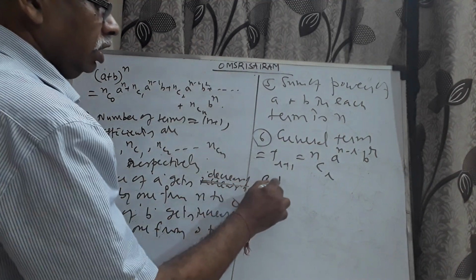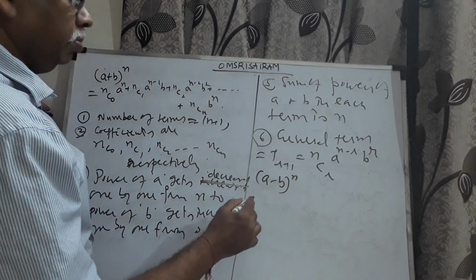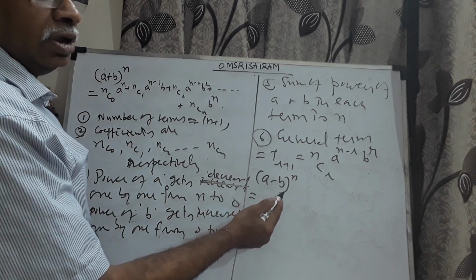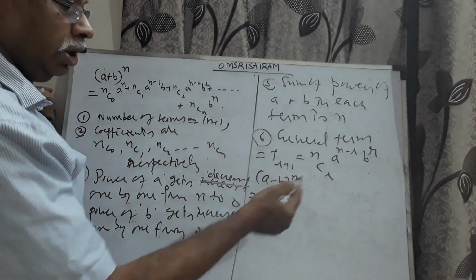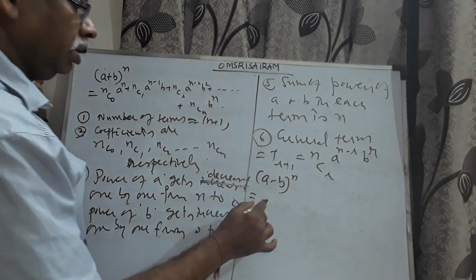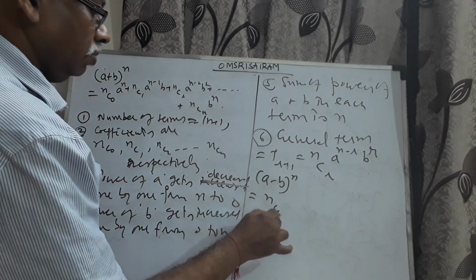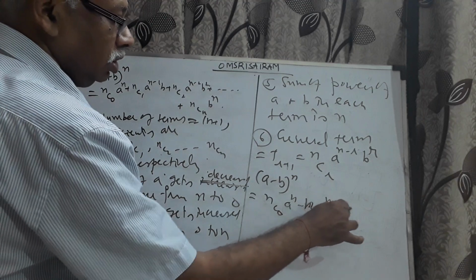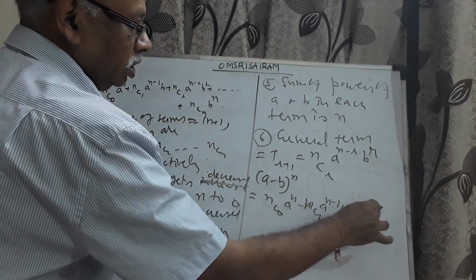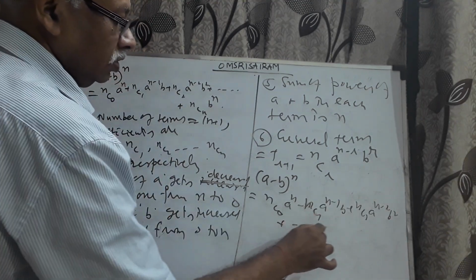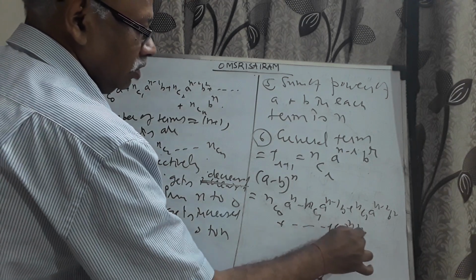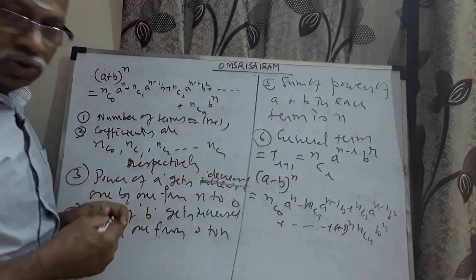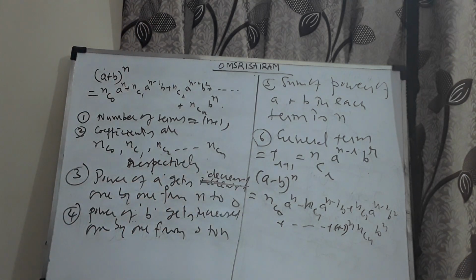Similarly, if I write (a - b)^n, practically speaking, I can write it as (a + (-b))^n. Therefore, I'll replace every b by -b here. Therefore, it will become nC0 a^n - nC1 a^(n-1) b + nC2 a^(n-2) b^2 + etc. + (-1)^n nCn b^n. I repeat, this is (-1)^n.